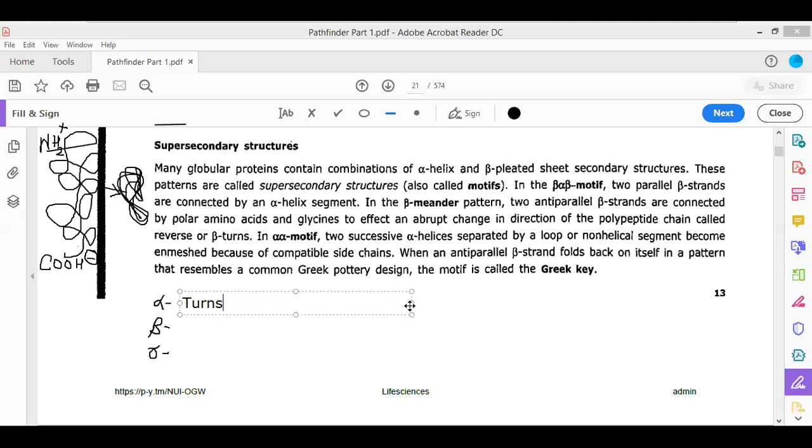Now, please. Oh, sorry. Alpha turns, beta turns, and gamma turns. Okay, so I'm not drawing anything with that alpha, beta, and gamma. Now, the only thing that you must know about is that in the structure of the turn, something unique is present. What is present in the structure of the turns so that we can make the change in the direction of the polypeptide? What is present in the structure of the turn?